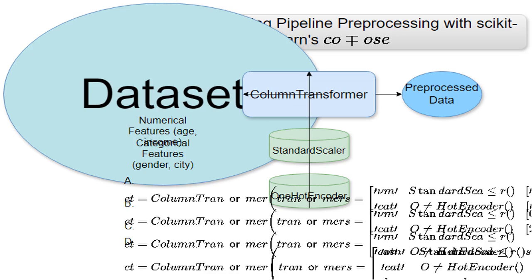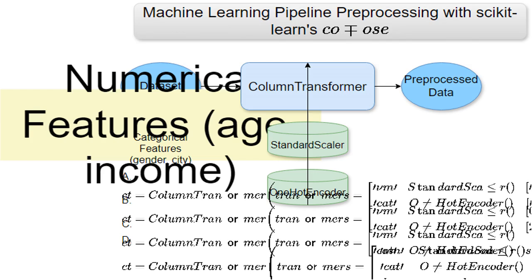I'm working with a dataset containing information about individuals. This data includes numerical values like AGE and INCOME, and categorical values like GENDER and CITY. These are the columns in my dataset that contain numbers, specifically AGE and INCOME. I'll use a technique called StandardScaler to adjust these numbers, making sure they're on a similar scale.